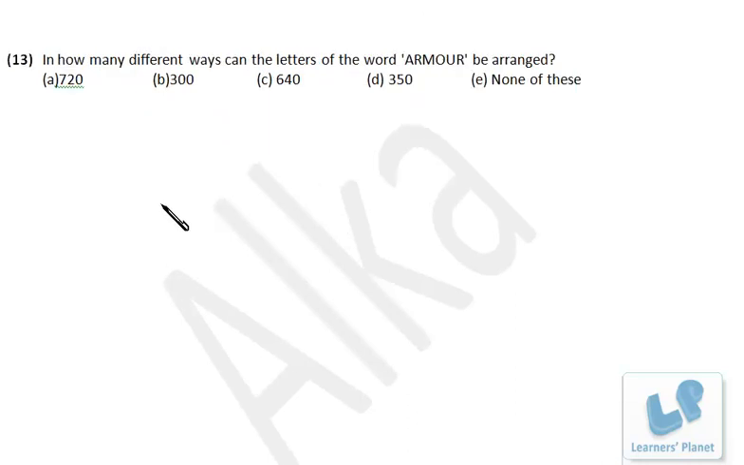Now, in how many different ways can the letters of the word ARMOUR be arranged? A very simple one. Here you can say there are 6 letters, and among them R is repeated, right? So the 6 letters can be arranged in 6 factorial ways, and since R is repeated 2 times, we'll divide it by 2 factorial. So 720 by 2, that's 360. That's none of these, right?